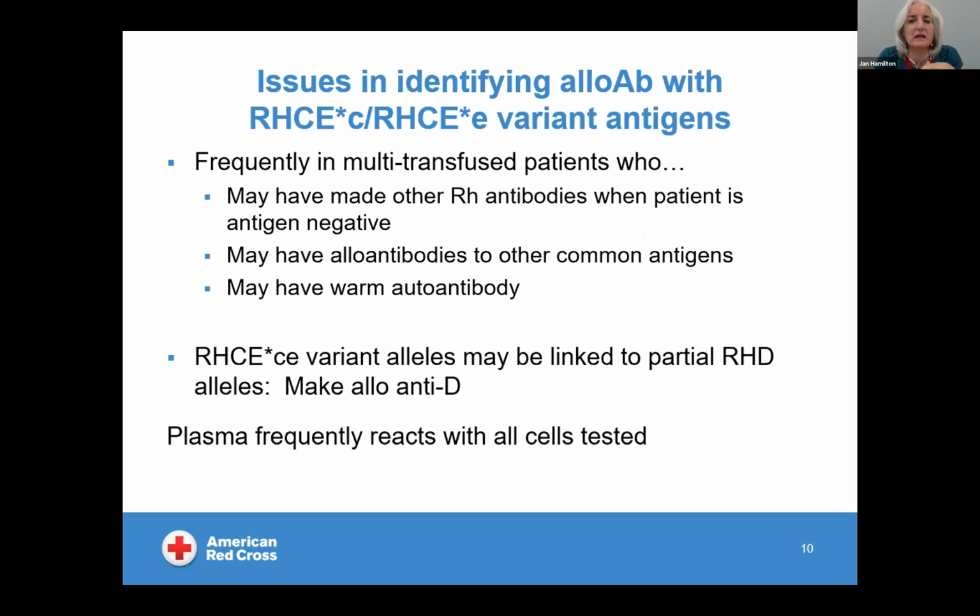So the issues in identifying the allo antibodies associated with the Rhce little e variant antigens are not few. These antibodies frequently occur in patients who have been multiply transfused. They may have made other Rh antibodies when the patient's red cells type is antigen negative, so they may make anti-big C, anti-big E, as you would expect from looking at their phenotype. They can make an anti-FYA, an anti-JKB, an anti-big S, allo antibodies to other common antigens, and when those are present, that just greatly increases your difficulty in picking through and sorting out the specificities of the Rh related antibodies because of the cells that are available to use.